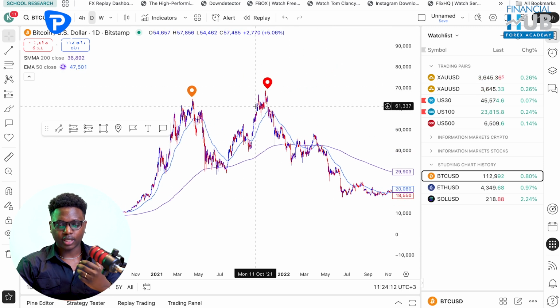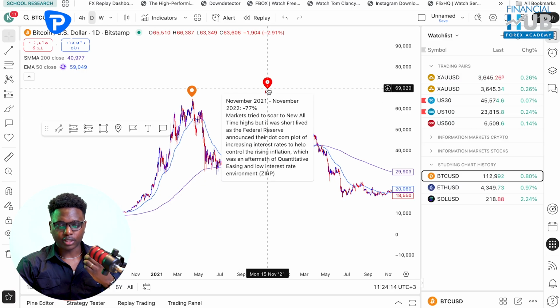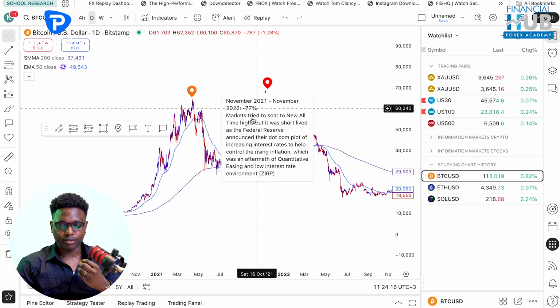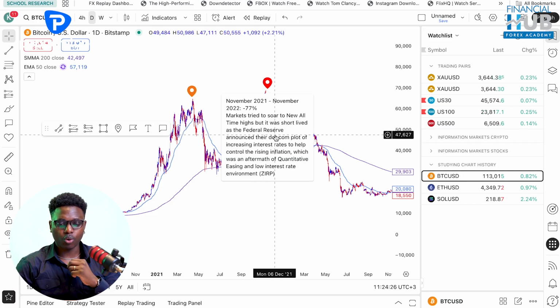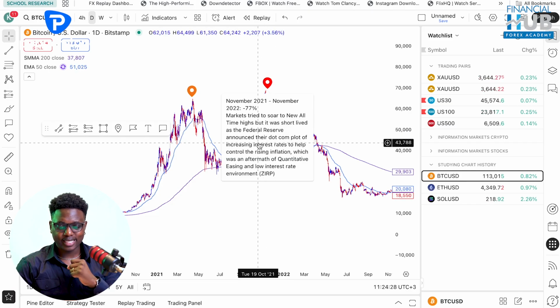Now, what happened during that time? After that news came out, you can see markets started going down. You can even see, I wrote here, markets tried to soar to new all-time highs, but it was short-lived after the Federal Reserve announced their dot plot of increasing interest rates to help control rising inflation, which was an aftermath of quantitative easing and a low interest rate environment during the COVID period.